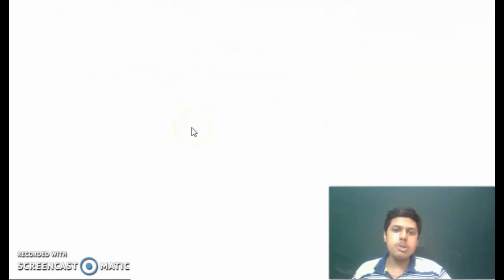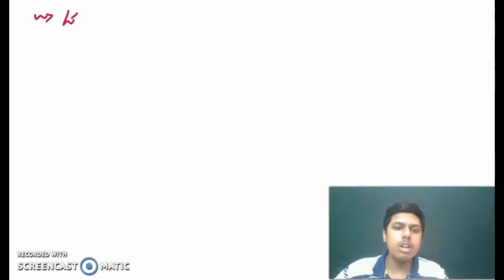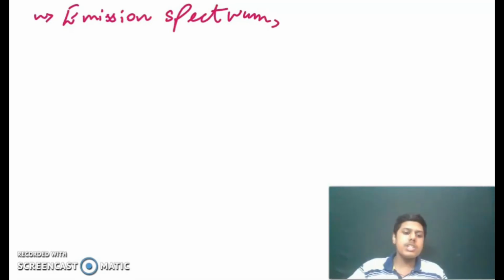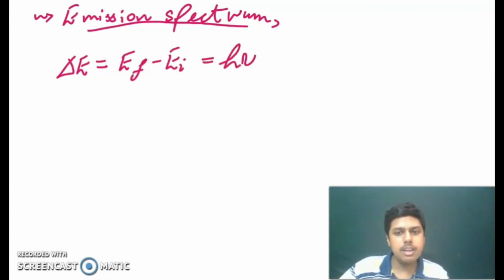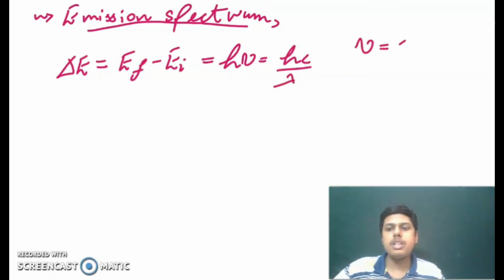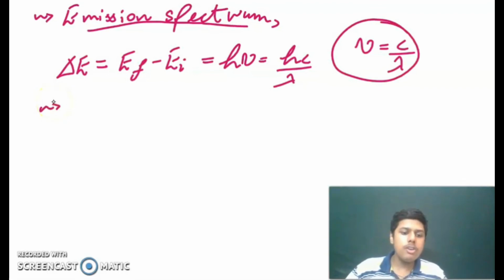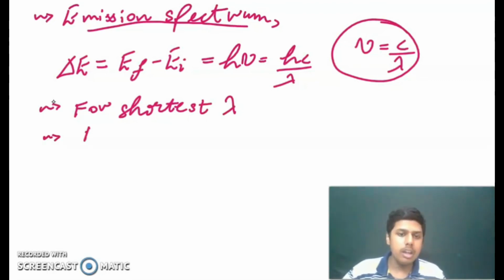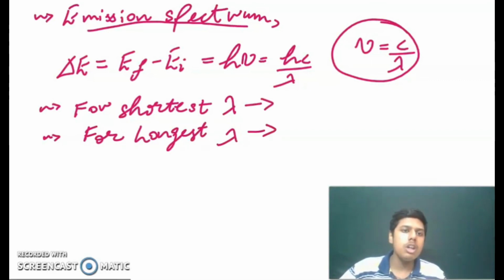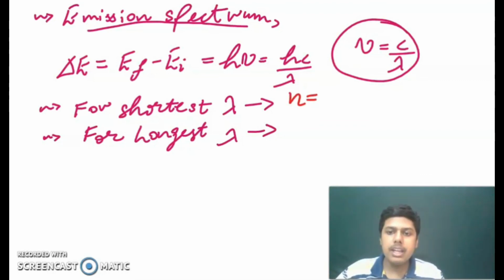Now, after this, let me also tell you something about the emission spectrum of hydrogen atom, and in the next video I'll be dealing with a question. First of all, delta E, that means change in energy, can be written as final energy minus initial energy. In Rydberg's question, there will be written for shortest wavelength or for the longest wavelength, so you have to use the values of n2 and n1 accordingly. If it is written for shortest wavelength, then you have to take the transition from n equals infinity to n equals 2 to n equals 1.